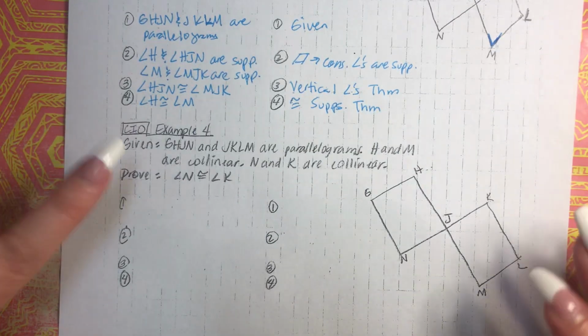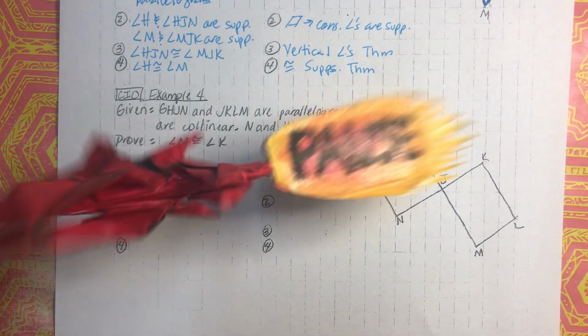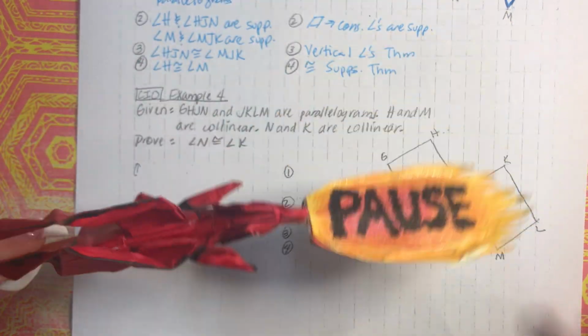Okay, check it out, example 4. This one is for you. So here's my friend, the pause dragon, here to remind you to pause your device. Go ahead and work out this problem, and when you get done, press play and we'll talk about it together. All right, see you in a bit.